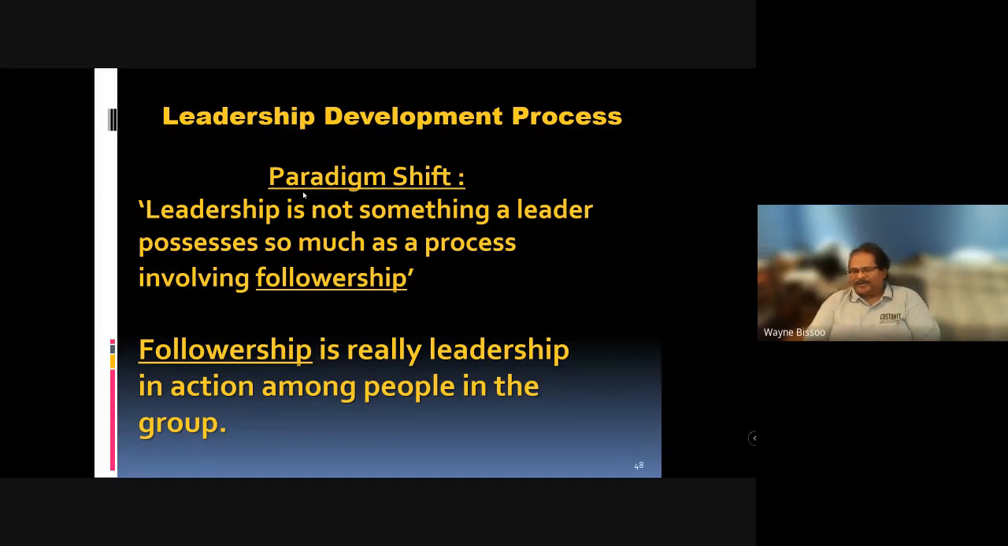Look at this paradigm shift here. Leadership is not something a leader possesses so much as a process involving followership. What do y'all think about that paradigm shift in thinking? For those of you who read it.